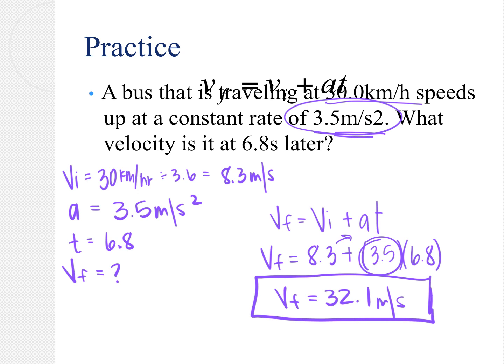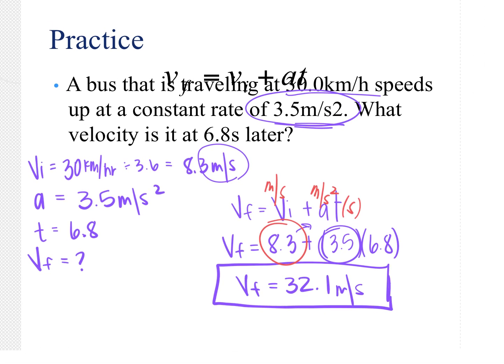No, because we converted this to meters per second, and our acceleration is meters per second squared. This is seconds. This is meters per second. We want them all to be consistent throughout that problem. So we could not plug in my initial velocity if it was kilometers per hour. It has to match. Yeah, good question.